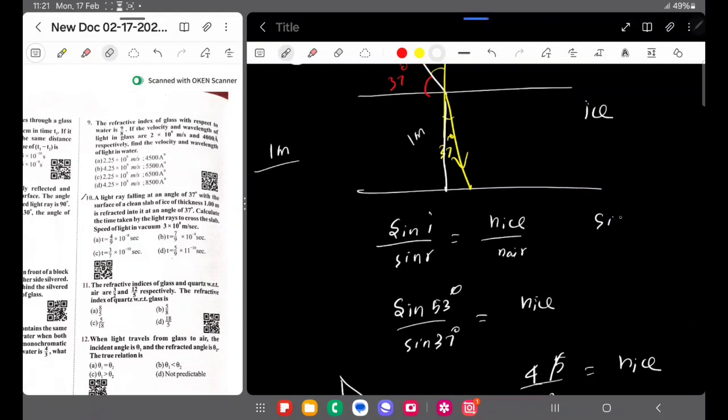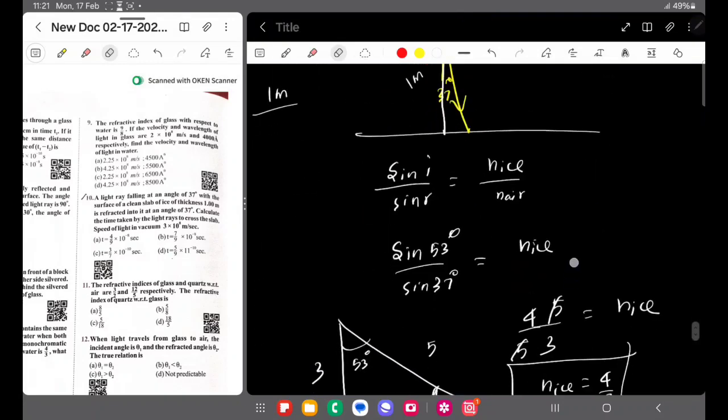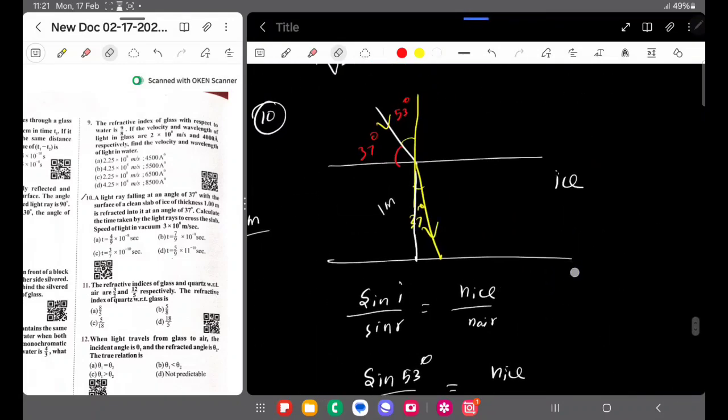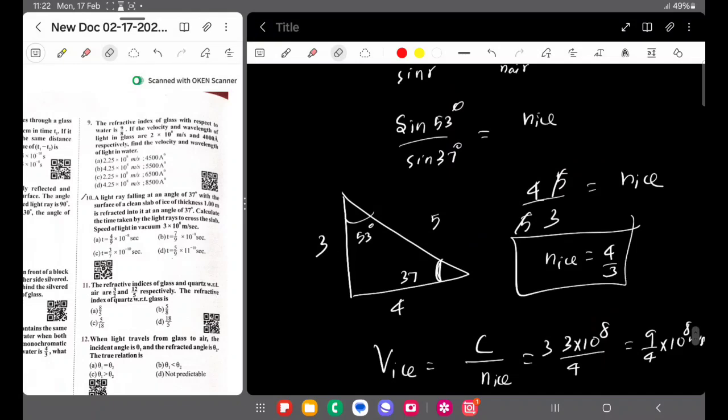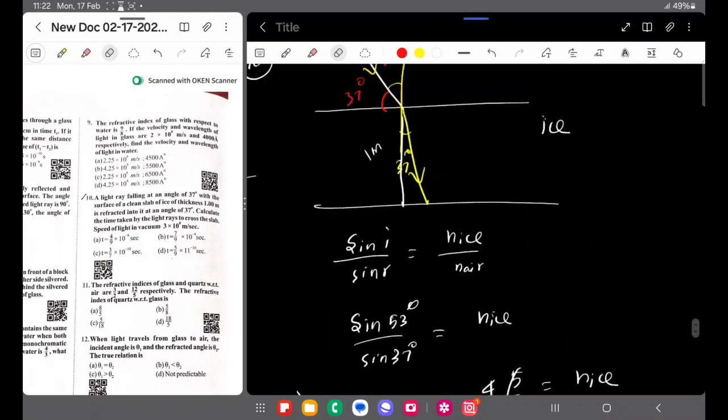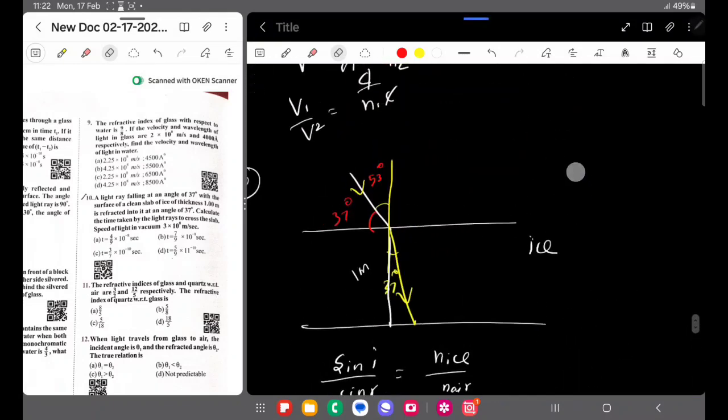We know that cos 37, look into the 3, 4, 5 triangle. Cos 37 is equal to 4 by 5. Is it right? So cos 37 is equal to 4 by 5.